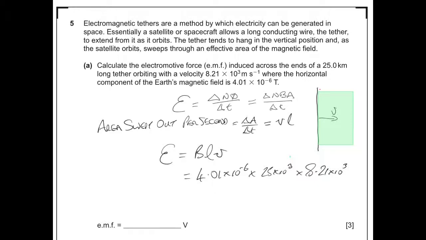So B is 4.01 times 10 to the minus 6, L is 25 times 10 to the 3, and V is 8.21 times 10 to the 3. That will give us the EMF produced on the wire. And putting that through the calculator, I get 823 volts.